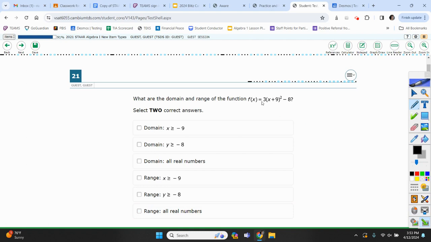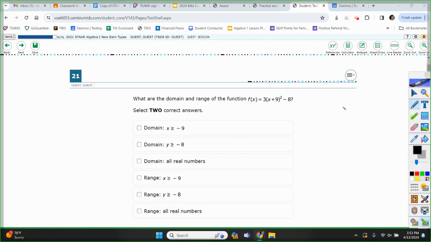If I graphed this in Desmos, this is going to open up. And this is actually in vertex form, so we should be able to tell what the vertex is. Remember, it's h comma k. So h comes out as opposite, -9, and k is this number at the end. So the vertex right here is -9, -8. This is the y value we're looking for.